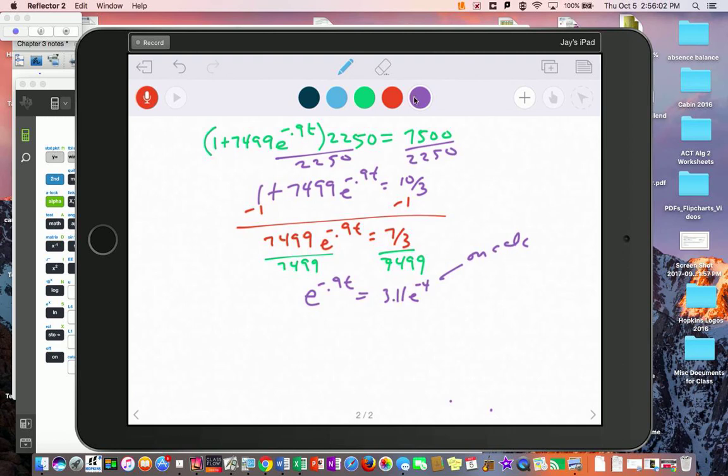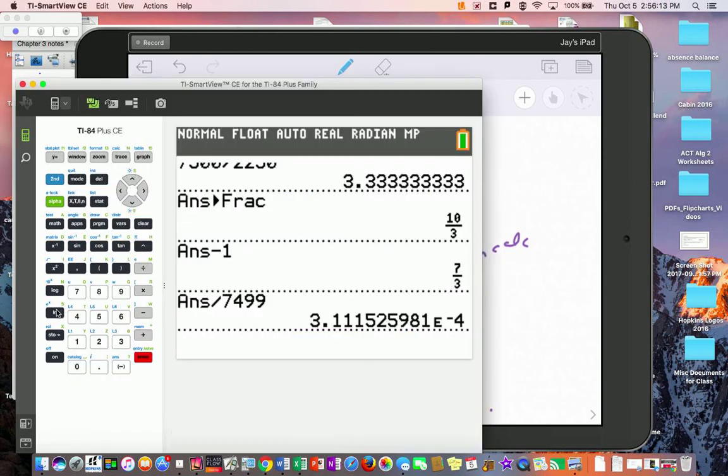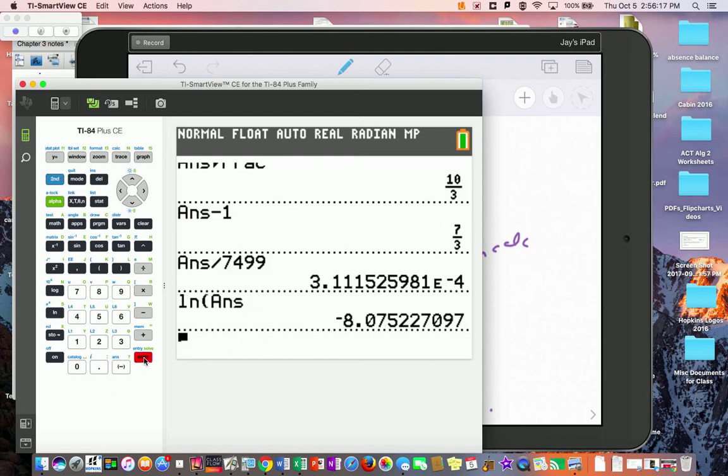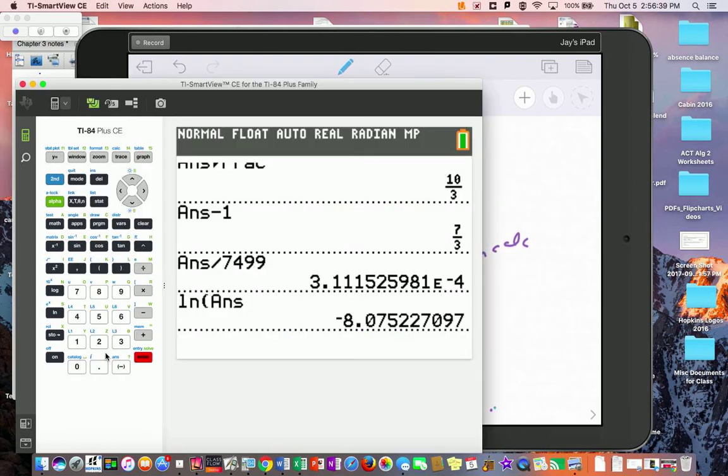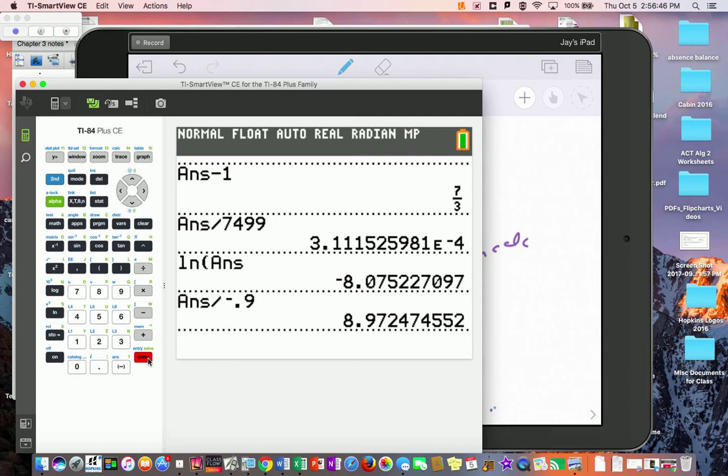So now I can ln both sides. If I ln, the negative 0.9t comes down in front. Go back to the calculator. Take the ln of that answer. And we're looking at negative 8.07. I'm not going to write the whole thing down; I know it's on the calculator. And finally, we can divide by negative 0.9. And when we divide that final number by negative 0.9, it's almost 9 days. So they'll have to shut school down in 9 days.